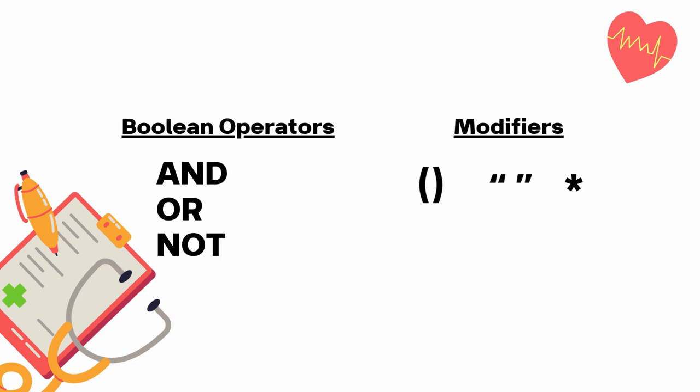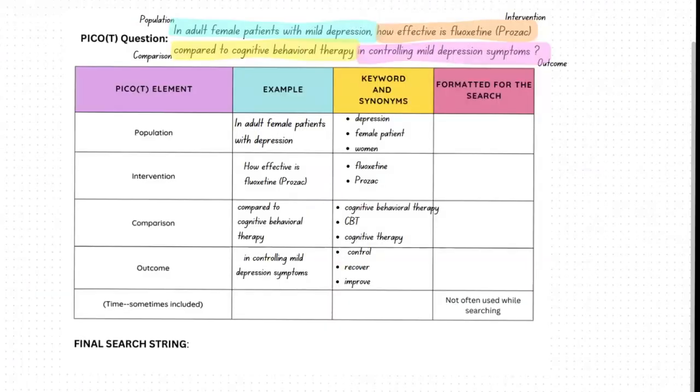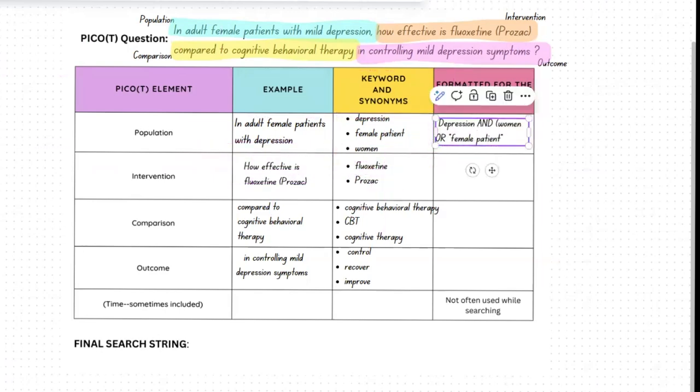Let's start with our first set of keywords: depression, women, and female patient. We would want to format those as depression and, parentheses, women or female patient, in parentheses, since we're looking for results that include both women or female patients and depression. We use the parentheses when we list things using or in order to join them together to other keywords with and or not.